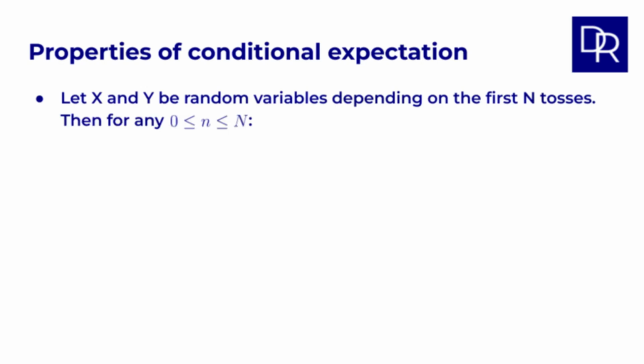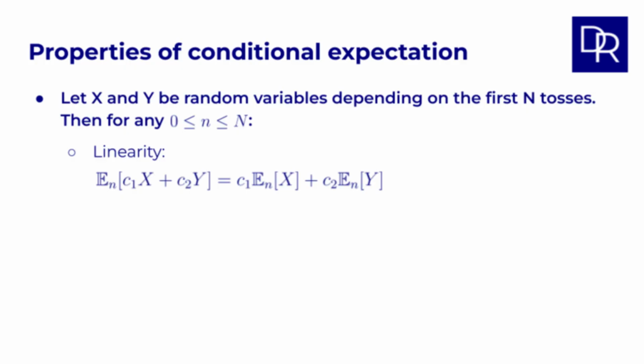Then for any little n between 0 and big N, the first property is linearity. It says that the conditional expectation of a constant c1 times x plus another constant c2 times y is equal to the first constant times the expectation of x plus the second constant times the expectation of y.